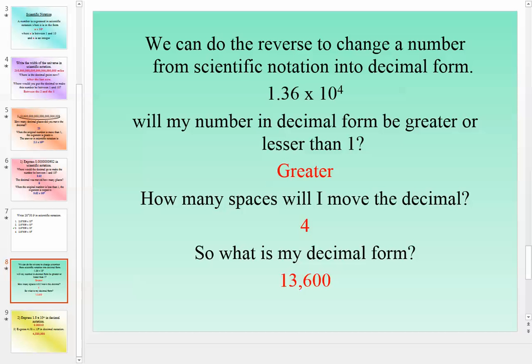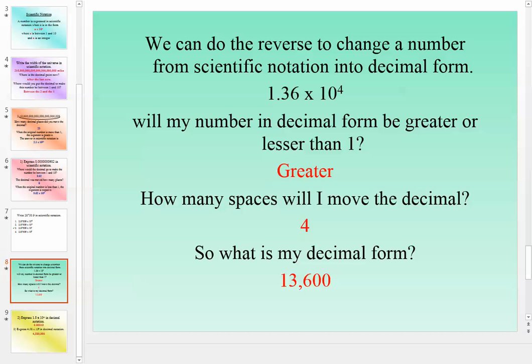So we can do the reverse as well. We can take a number that's in scientific notation and take it out of scientific notation, so that it's in a decimal format. And we just look at our number here. We have to look at the exponent and look at if that's a positive or a negative. If it's a positive, it means that our number after we take it out is going to be greater than 1. If it's a negative exponent, then it means that we're going to have a final number out of scientific notation in standard form that is less than 1.